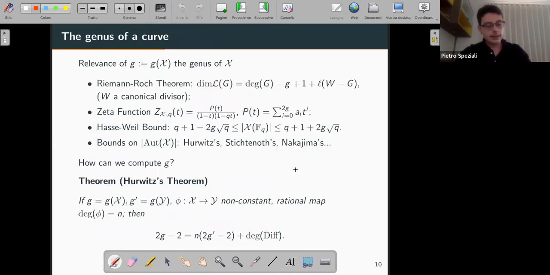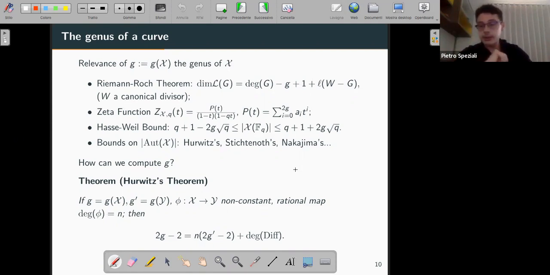So let's take a look at the genus of a curve and how it is relevant. Of course, it is the prime birational invariant. As I told you, it's related to the Riemann-Roch theorem, so we have the dimension of L(G) of the Riemann-Roch spaces. The Riemann hypothesis over finite fields holds true. So we have that the zeta function of a curve is a rational function whose numerator is actually a polynomial of degree 2g.